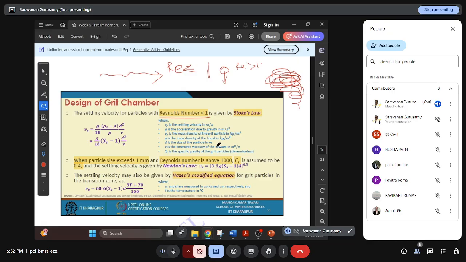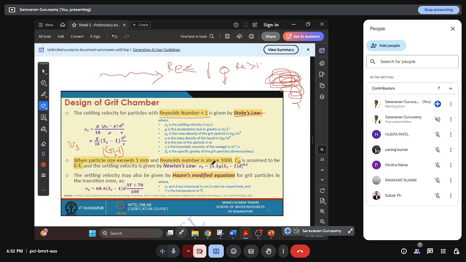That is the difference. When the water is flowing in laminar flow, Stokes' law is valid. You can easily find the settling velocity with this formula: g d squared by 18 mu, (G minus 1), that is the specific gravity of the solids minus 1. So this is the basic formula you have to remember. Settling velocity is based on Stokes' law. Stokes' law is g d squared by 18 mu, (G minus 1).